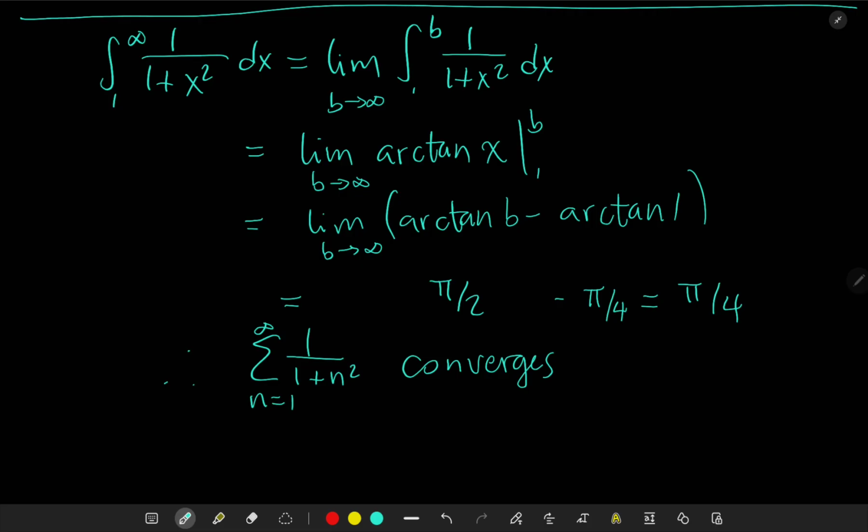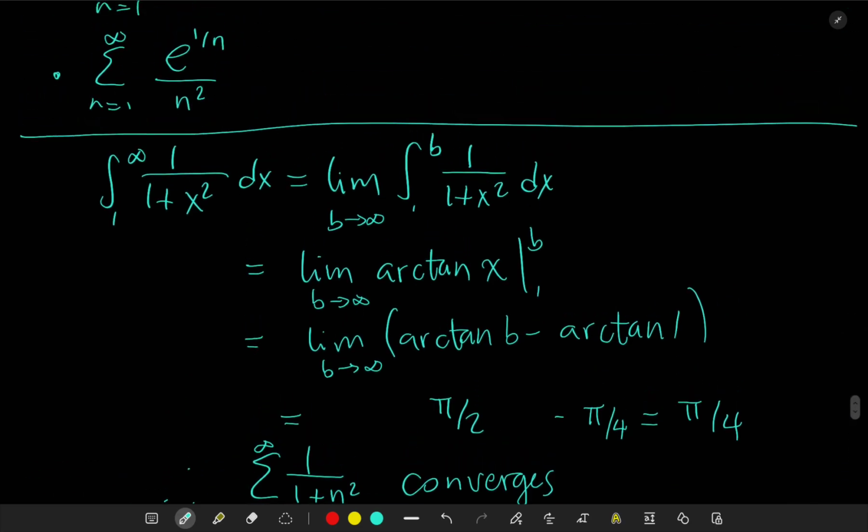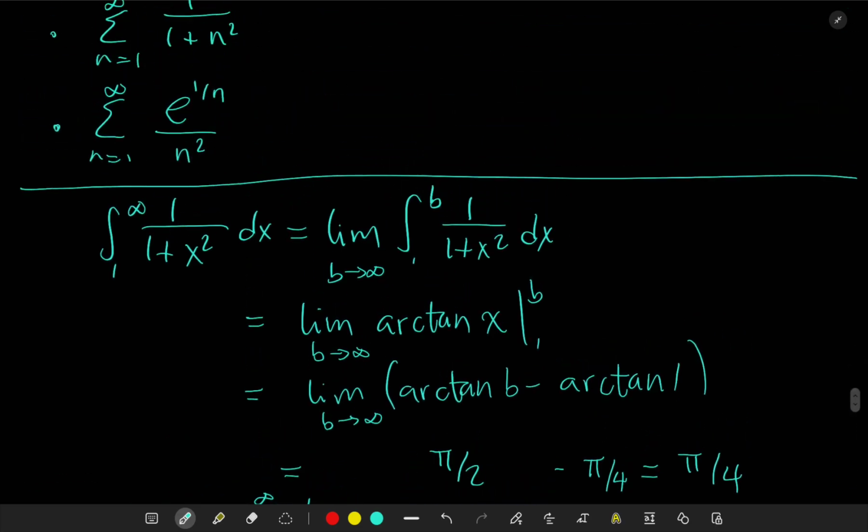Because the integral converges. That's the integral test right there for that one. Of course, I did have to mention it's continuous. The function here is continuous, it's decreasing, and it matches our series.